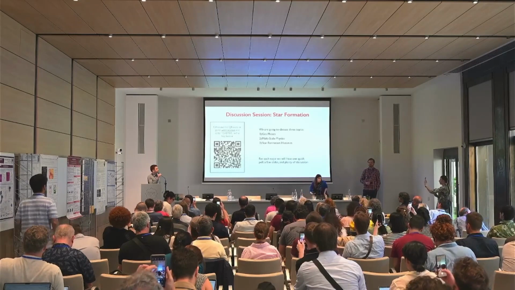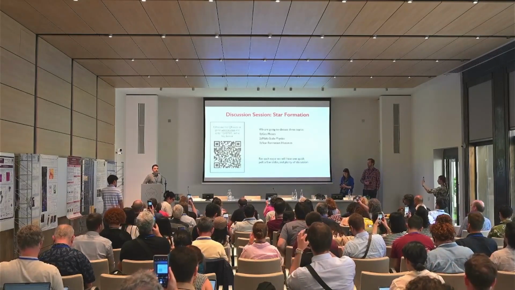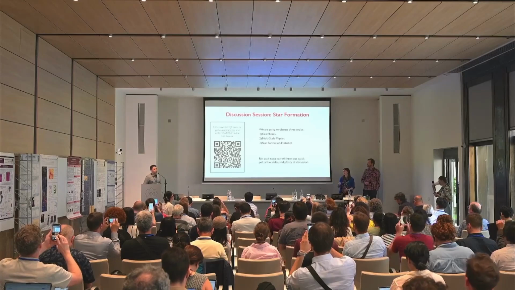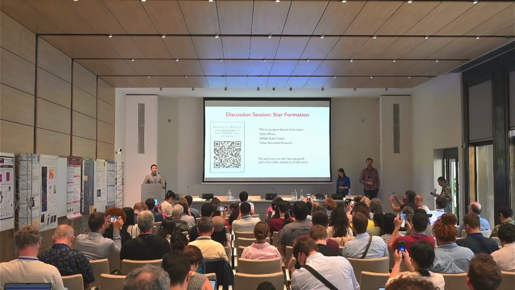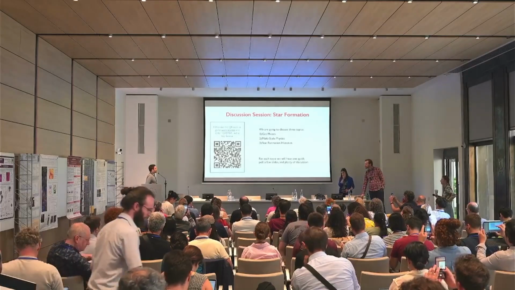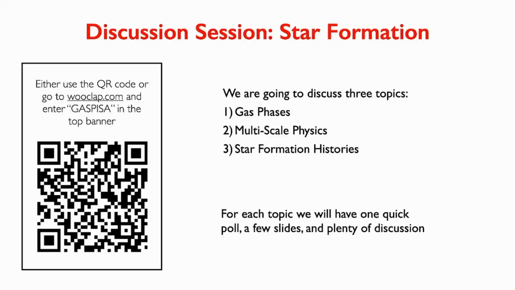This is called WooClap. It's used for engaging students in the classroom and stuff like that, but it's sort of spreading like wildfire at conferences lately, so we thought we would give it a try. The idea is to try and engage as many people as possible, particularly younger people who would probably not speak up and say something really controversial, but at least you feel like you're part of this. So we're going through 3 different topics: gas phases, multiscale physics, and star formation histories. For each of these topics, we will have one quick poll using WooClap. We will show a couple of slides, and hopefully we'll have plenty of discussion. So feel free to interrupt us at any point and to tell us all of your most controversial ideas.